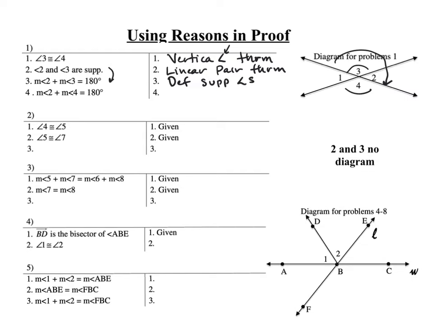Now somehow they replace 3 with 4. Well, look at step 1. 3 and 4 were congruent. Now I'm allowing you to just substitute in. We're going to call that substitution.